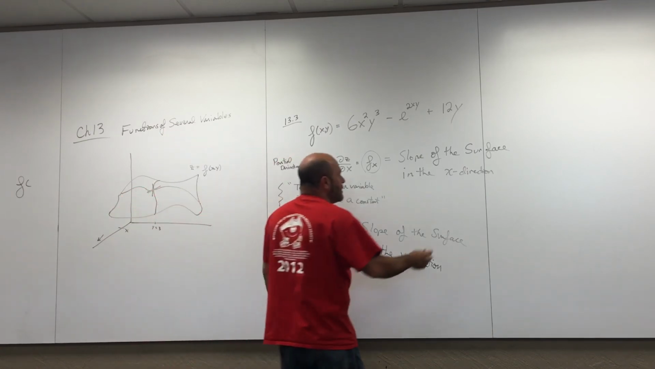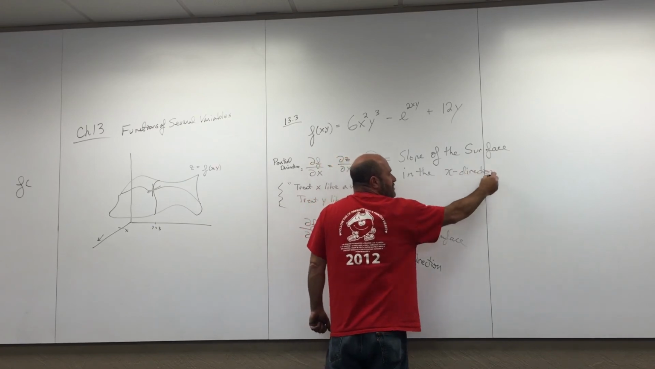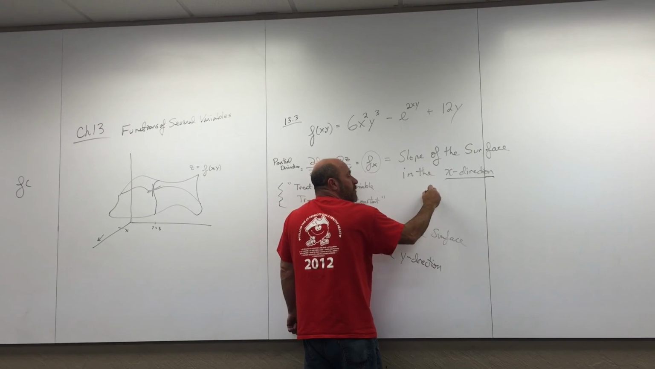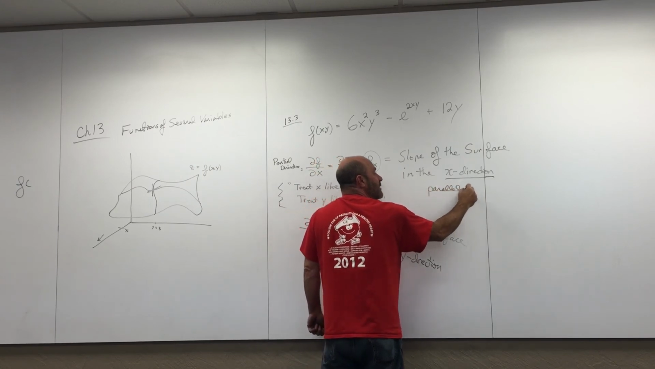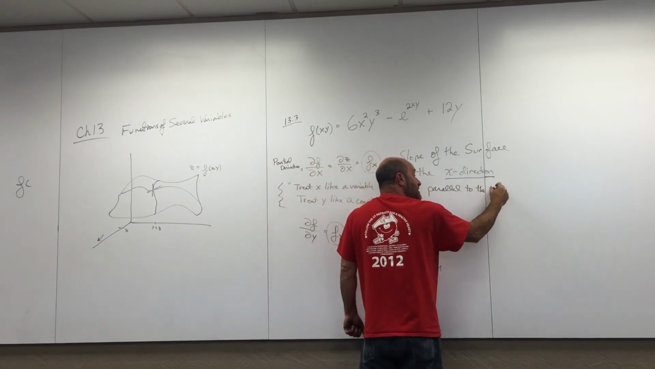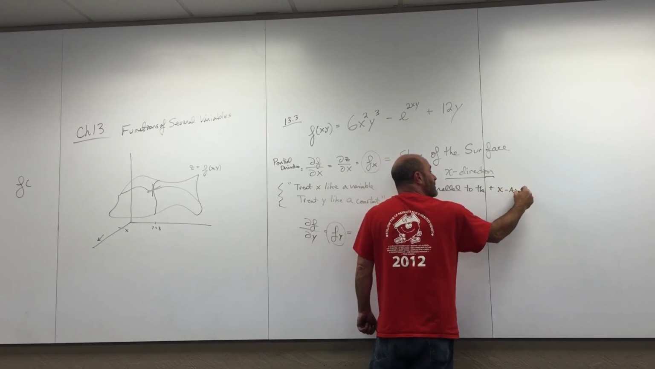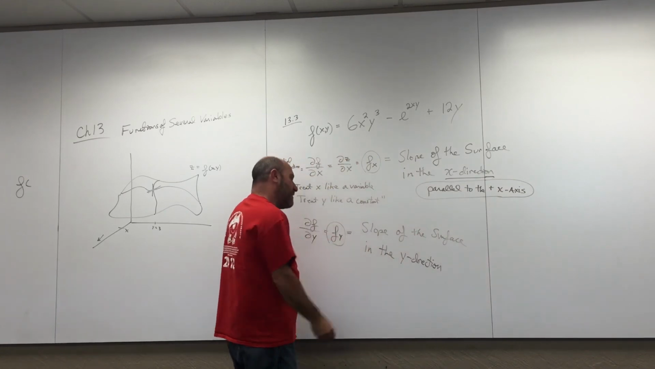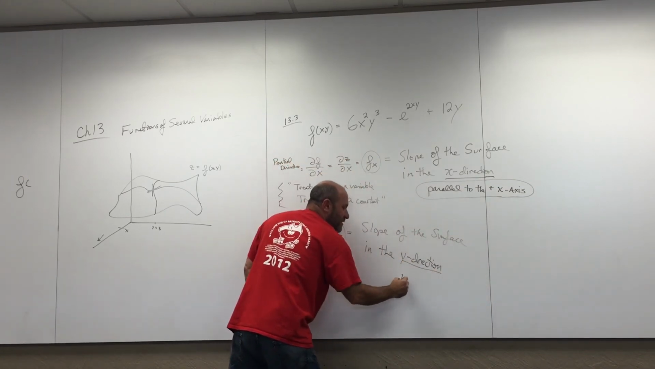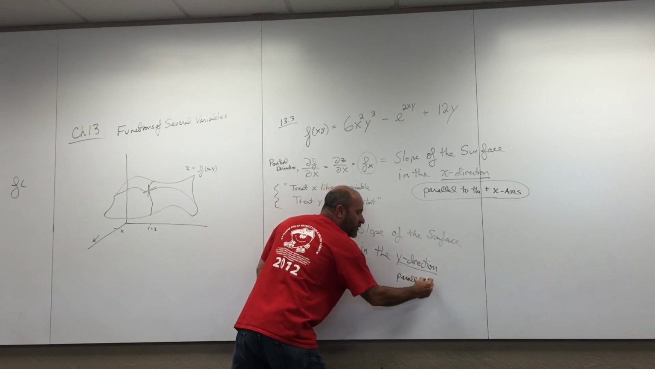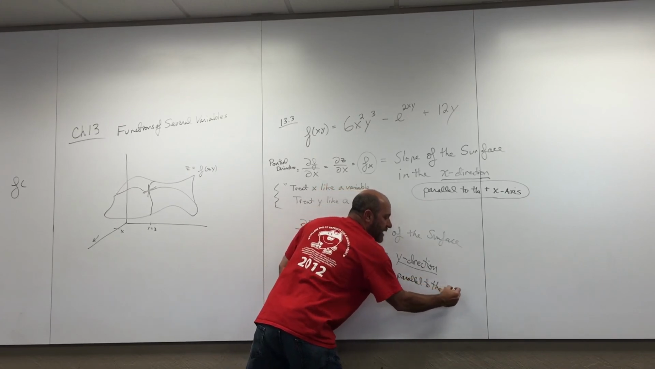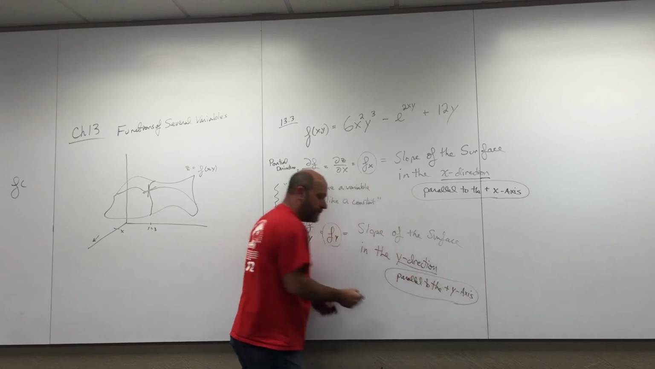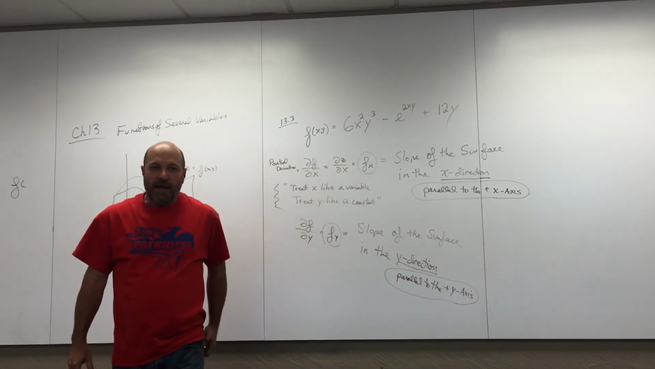Let me say this a little better. When I say in the x direction, what does that mean? That means parallel to the positive x-axis. And in the y direction, the direction is parallel to the positive y-axis. I don't want to complicate things; I'm actually trying to clarify things.